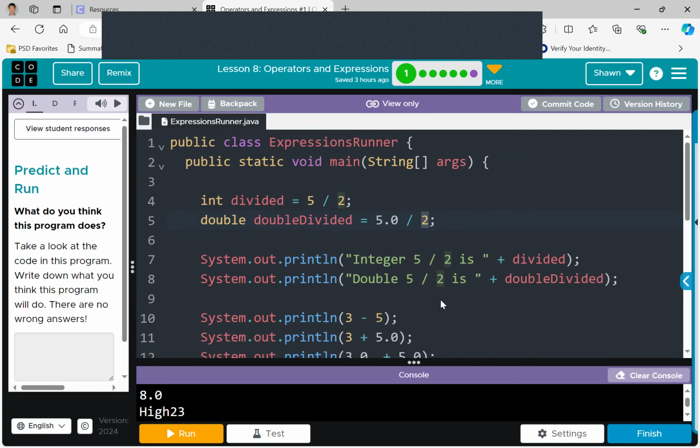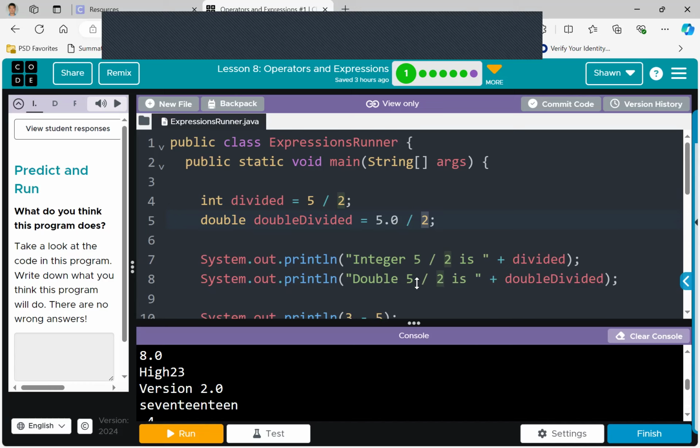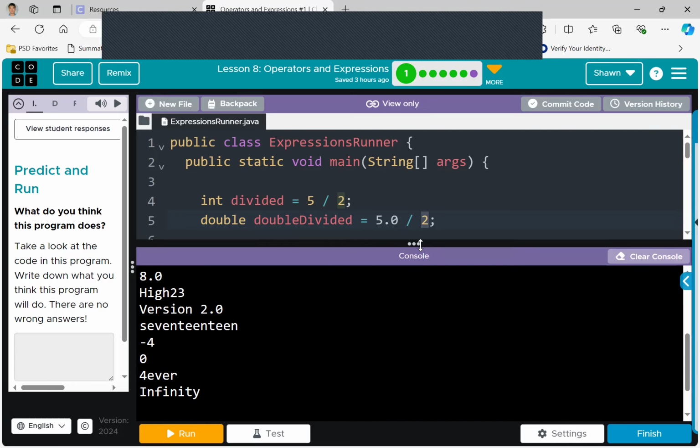In terms of this lesson and also for the College Board, there's really a couple key things you need to remember. First one, I want to focus just on lines 4 and 5. What's happening in line 4, and I would encourage you to do this yourself if you want to pause it, is we created an integer variable called divided and it's storing whatever 5 divided by 2 is. So let's take a look at what the actual output is.